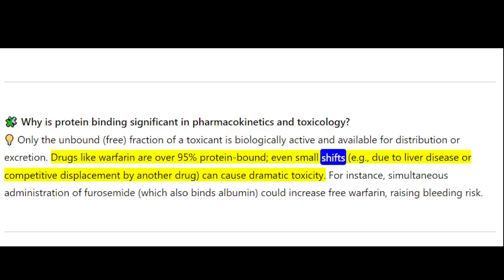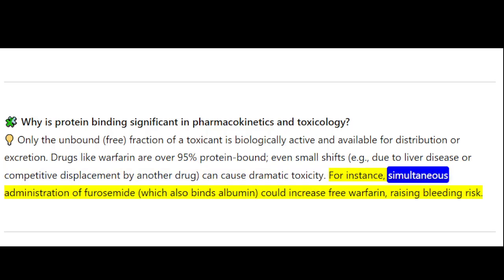Even small shifts, for example, due to liver disease or competitive displacement by another drug, can cause dramatic toxicity. For instance, simultaneous administration of furosemide, which also binds albumin, could increase free warfarin, raising bleeding risk.